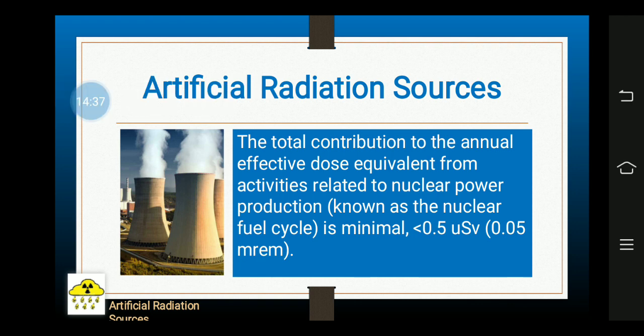And sa fallout naman, we have enumerated different sources and of course, primarily is brought by the carbon-14. So how about these nuclear power plants? Ano-ano yung mga radionuclides na nandoon sa nuclear power plants and industrial sources?